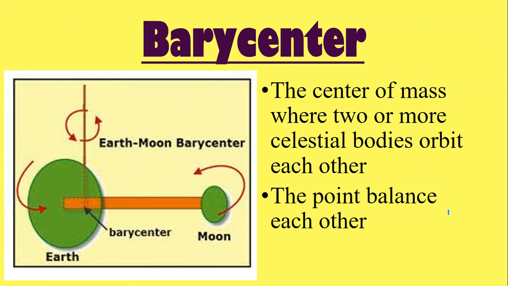Barycenter is the center of mass where two or more celestial bodies orbit each other. So it's like a balancing point. The Earth and the Moon orbit each other, and there's a barycenter, a center where those two masses would orbit around. You can see the Earth and the Moon in this picture, and the barycenter is technically still inside the Earth, but it's where this balance point is. It's like trying to balance a ruler on your finger and then make it turn.